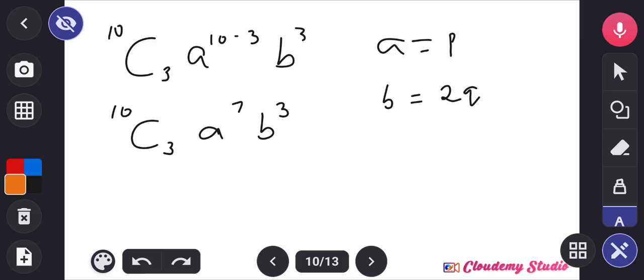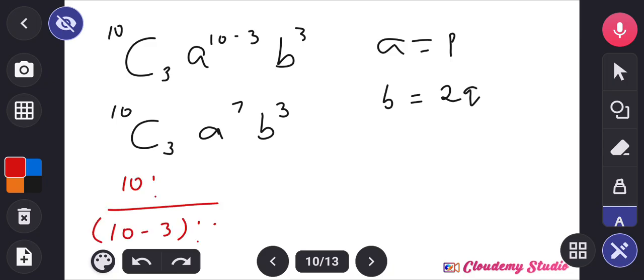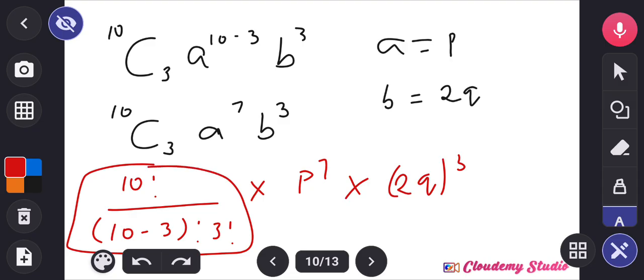That is the same thing as 10 factorial divided by (10 minus 3) factorial, 3 factorial, multiplied by p raised to the power 7, multiplied by 2q raised to the power 3. So let us solve this particular one first.